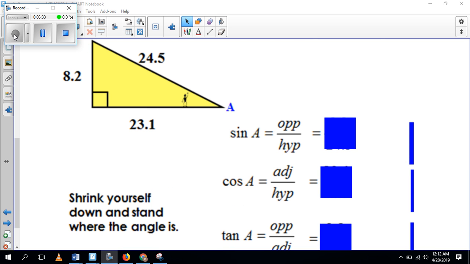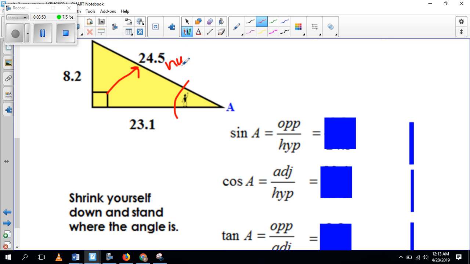So try the next one on your own. I'm going to actually do it, but you'll have problems to do. Okay, so let's first label. Once again, we're working with angle A. So we're going to do our 90 degree. We know 24.5 will be our hypotenuse. Our opposite will be the one that's not touching, the one that's farthest away. And then our adjacent will be the one closer to that angle.